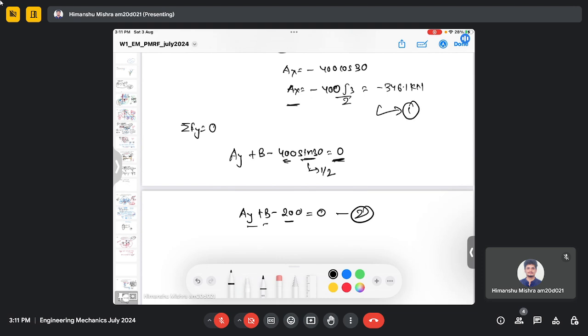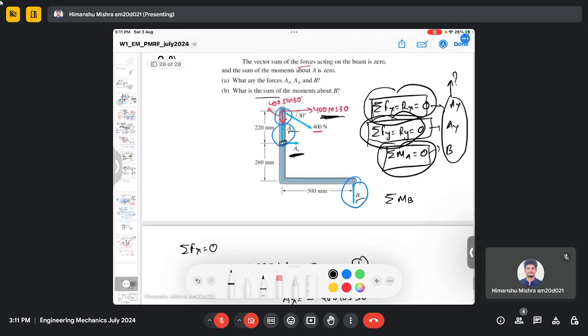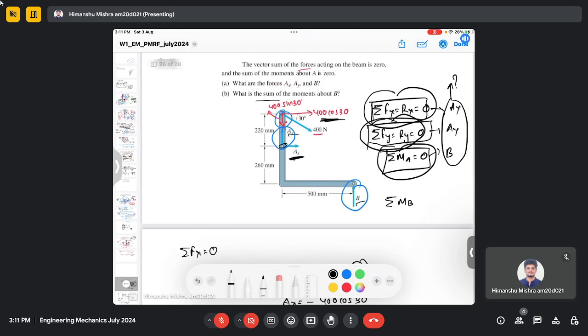So here we have two unknowns, so we cannot directly solve this equation. So let's make another equation which is in moments. So in the question we have given that moment about A is 0. So moment about this point is 0. So we will take the moment about this point and equate it to 0.